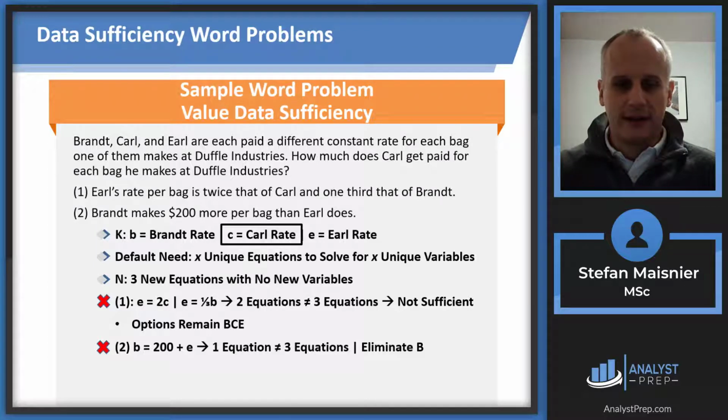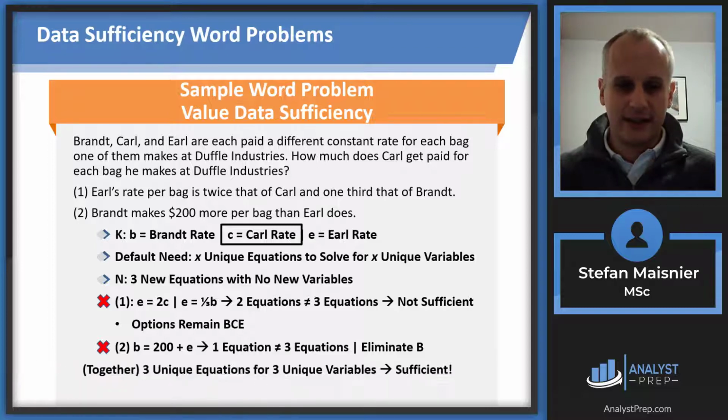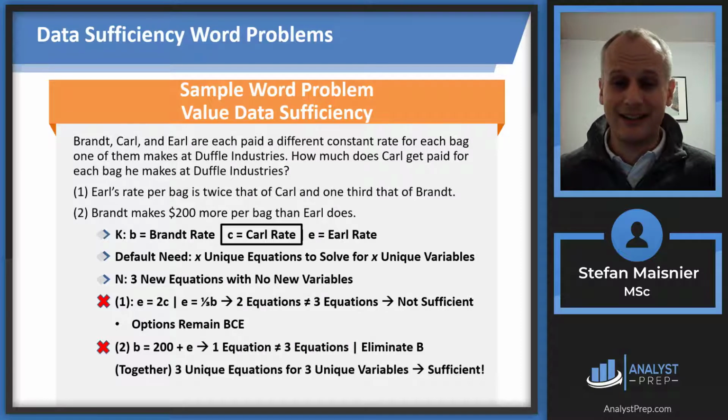Then we'll combine the two statements, and we realize that together we have 3 unique equations for 3 unique variables, and theoretically it's sufficient and we don't have to fully solve. The equations are clearly different, which allows us to simplify this and just go, okay, we know that's the right answer. And so select choice C, the conditions together but not alone are sufficient, and we have our correct answer without fully solving for exactly what Carl's rate was.